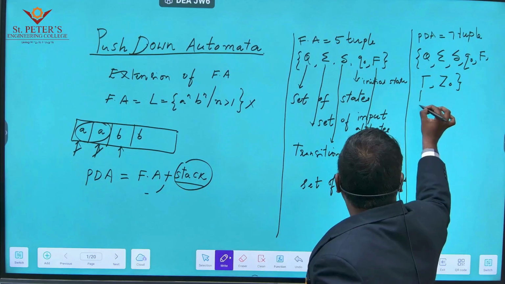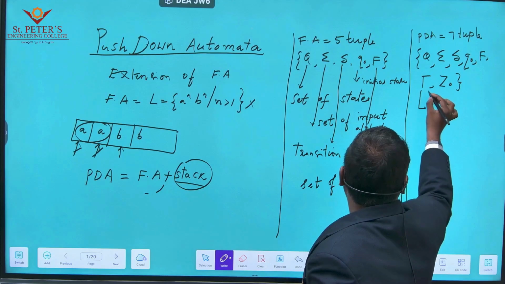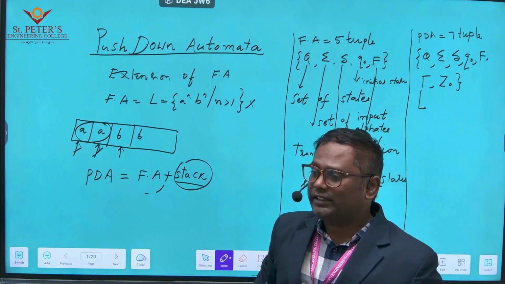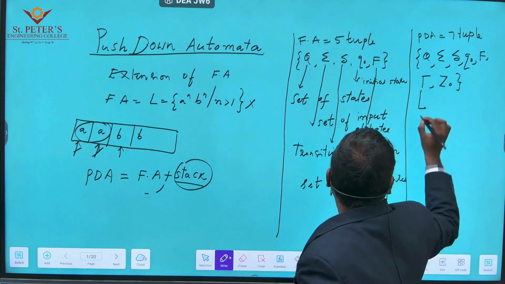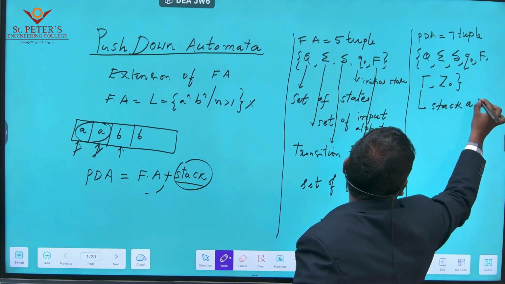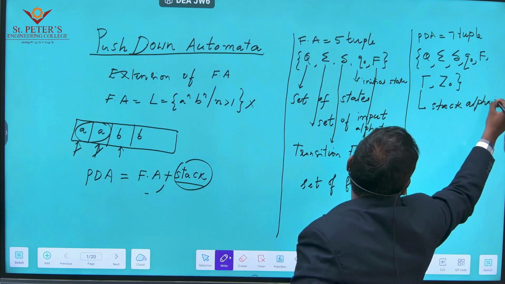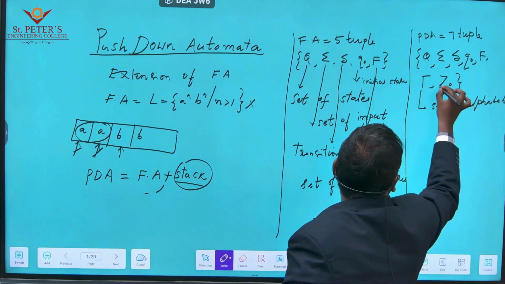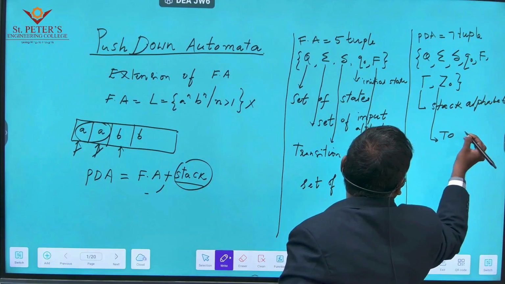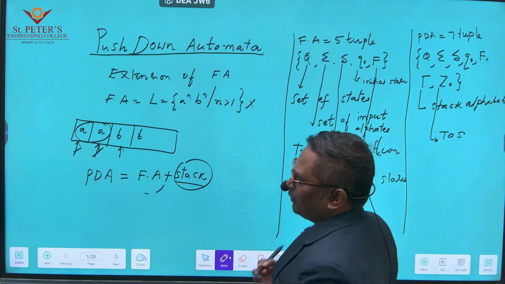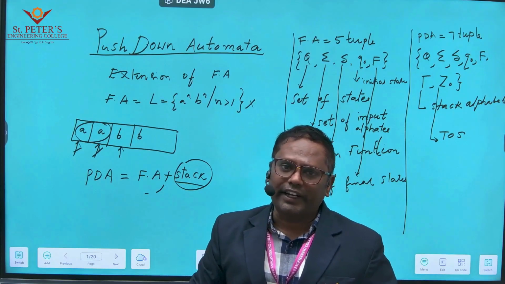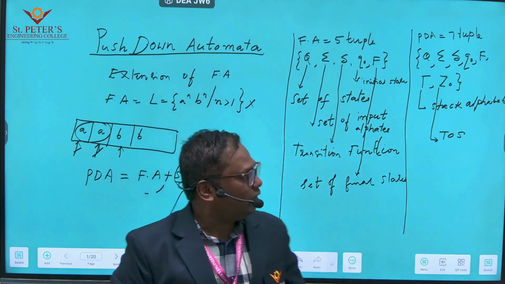So I would like to only mention about this tau. This reverse L symbol is called the tau symbol. Tau is the stack alphabet, and Z0 indicates the top of stack value. Okay, so these are the basic differences between a finite automata and a push down automata.